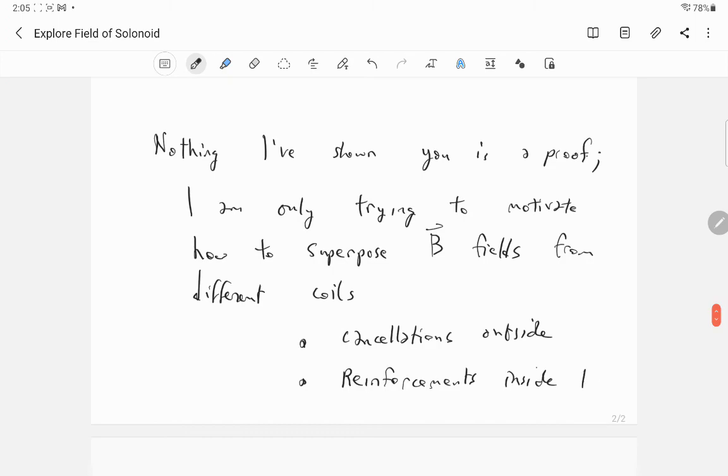So inside the solenoid, the magnetic field cannot be zero. And outside the solenoid, the truth is I can't say that it is zero, but I can say that there are lots of cancellations. And so thinking that the magnetic field could be zero is plausible for the outside.